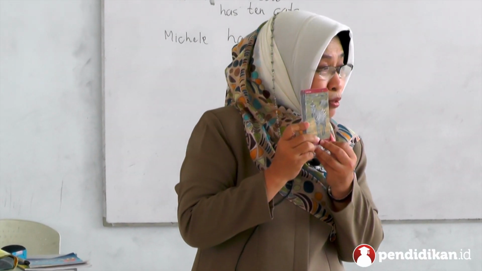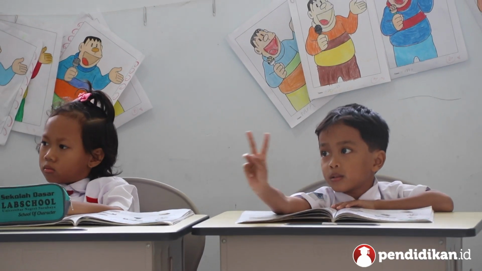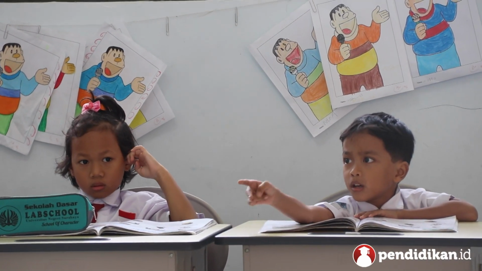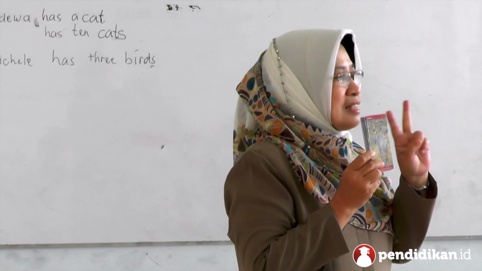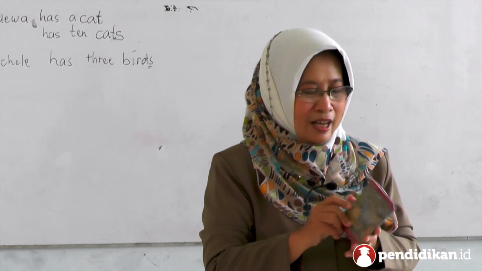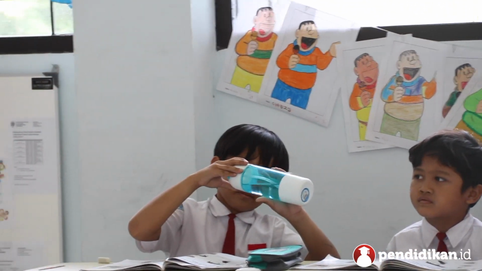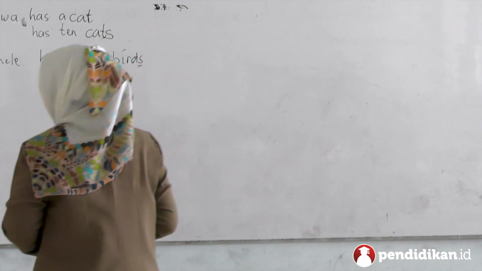Now, have a look here. How many zebras are there in the picture? Dua. So, how will you say it? Two zebras. Because you have more than one. Zebra. One zebra. Two zebras. With S. Yeah. Good. So, if it is more than one, then you have to put S after that.